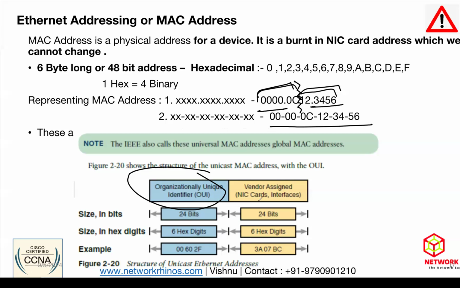Wait, the first half is vendor assigned or OUI? Are you able to see here? Yeah, that's the first half, right? That never changes because it is the organizationally unique identifier, a unique identifier to uniquely identify the organization who is building that NIC. Then we got something called vendor assigned.